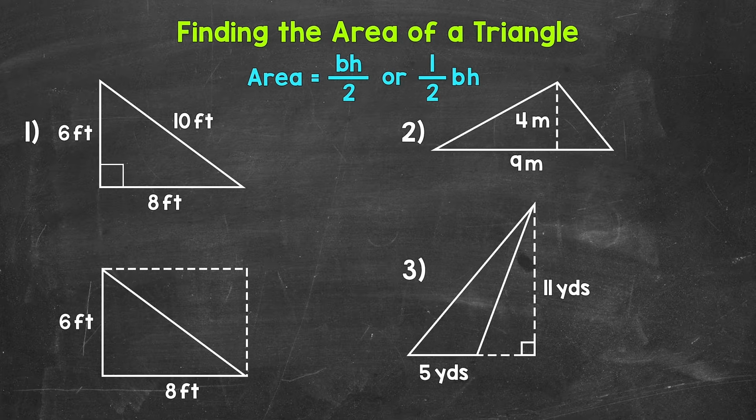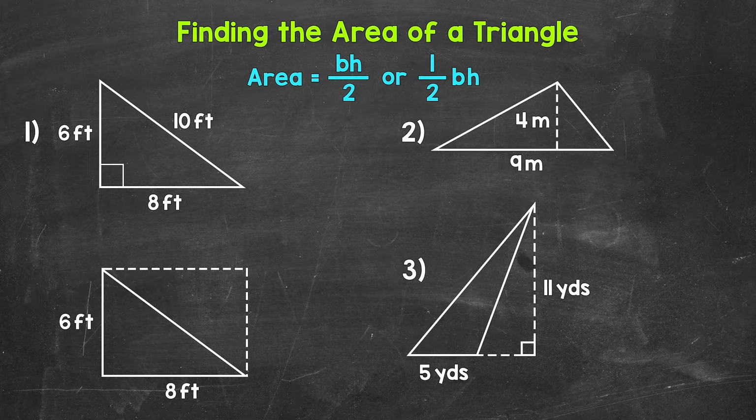Now let's take a look at finding the area of a triangle. We can either use the formula base times height divided by 2 or 1/2 times base times height. Dividing by 2 and multiplying by 1/2 are the same thing. They're going to give us the same result. So either formula will work and give us the correct area.